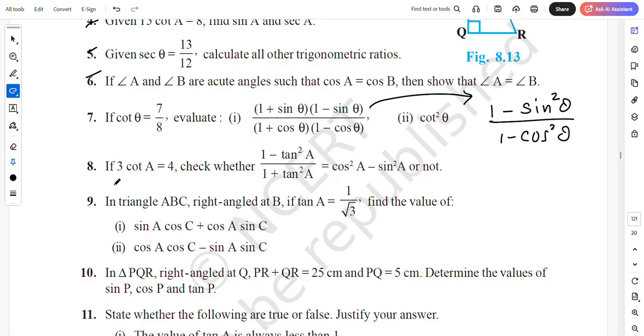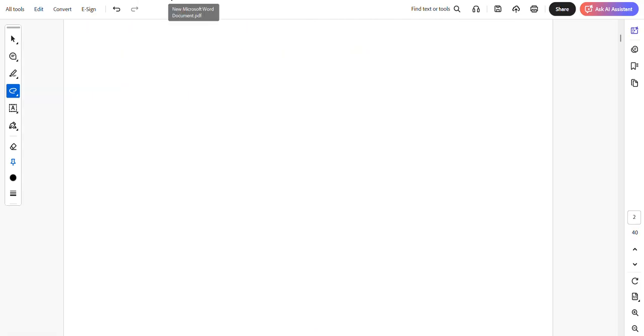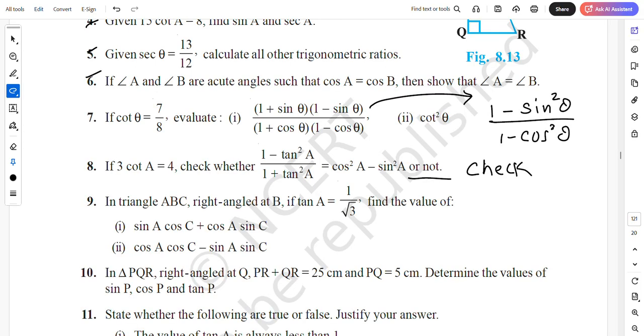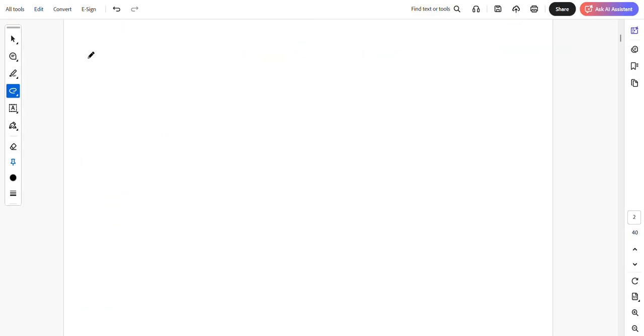In problem number 8, they have given: if 3 cot A is equal to 4, check whether 1 minus tan square A divided by 1 plus tan square A is equal to cos square A minus sin square A or not. We are supposed to check this one. First write down what is given: 3 cot A is equal to 4.